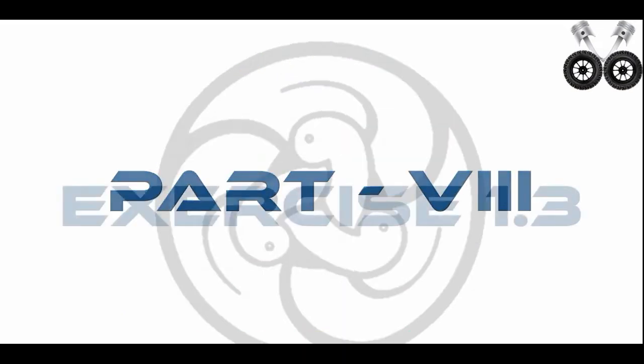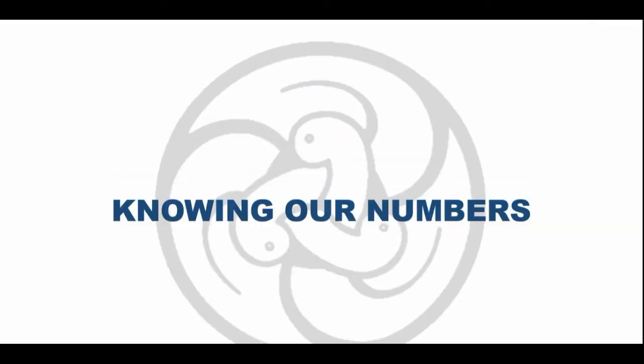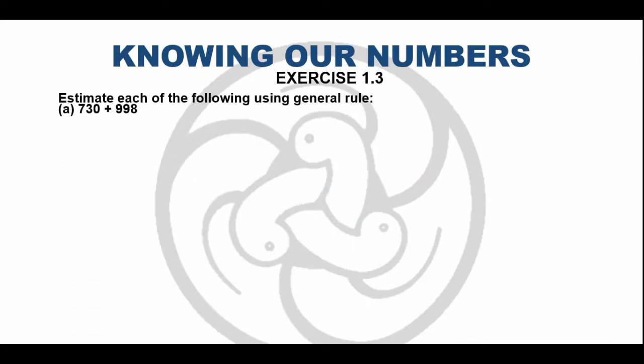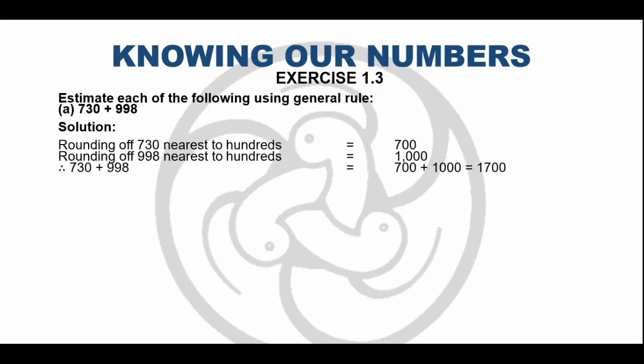Part 8, Exercise 1.3. The first question is to estimate each of the following using the general rule. 730 plus 998. First you have to round off each number to the 100 position. Rounding off 730 to the nearest 100: what is in the 100 position? That is 7. So you have to look at the number on the right side. That is 3. It is less than 5, which means we write the number as it is. So that is 700.